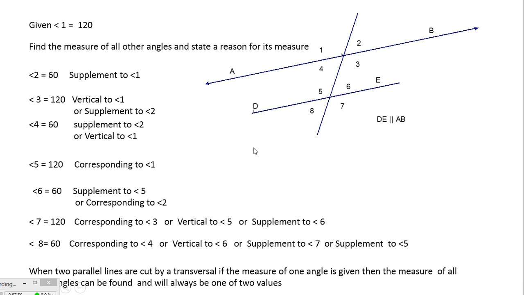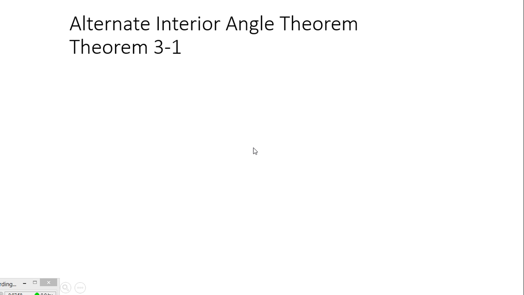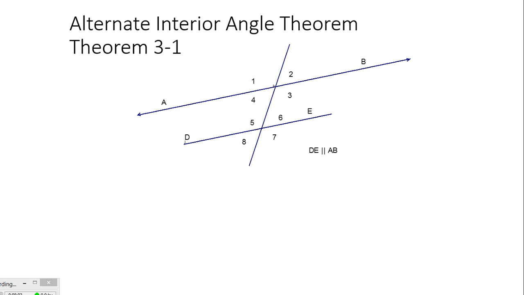Okay, next, let's do a proof. You're ready for a proof. Alternate interior angle theorem, Theorem 3-1. We're going to prove it. I think we can do it. Let's take a look. If a transversal intersects two parallel lines, then alternate interior angles are congruent.